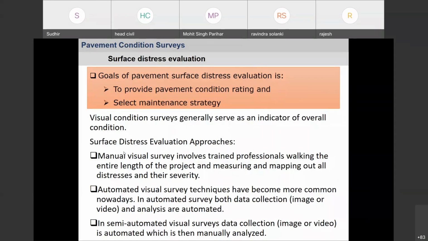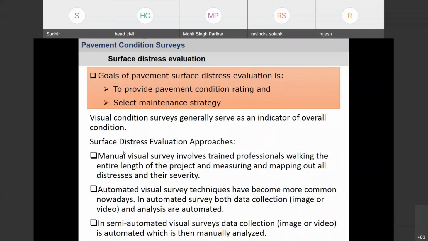You might also adopt an automated visual survey technique. The most common automated visual survey techniques are based on image and video analysis, in which you collect video or images of the existing pavement surface, and then you run them through a tool which will automatically analyze and give you the distresses and the locations of the distresses present in the project length. So this becomes my automated visual survey technique.